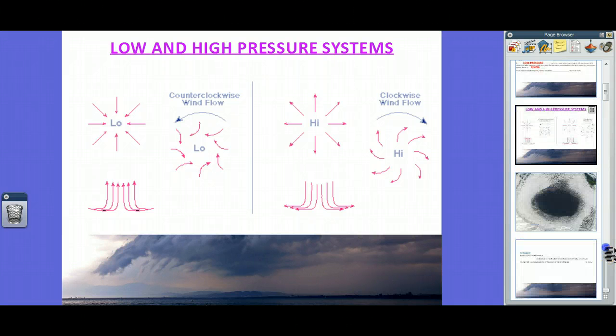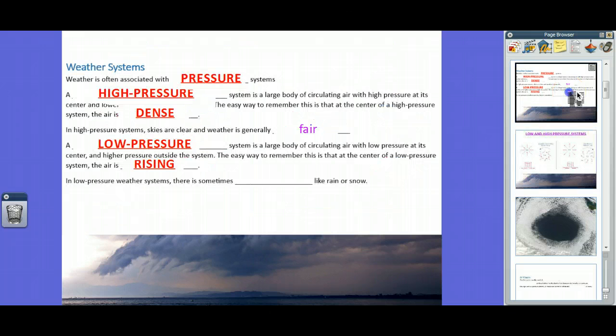And a good example, of course, of that would be a hurricane, which we're going to talk about later in class. In low pressure systems, there is sometimes precipitation like rain or snow. Whenever we talk about weather events like thunderstorms, hurricanes, blizzards, things like that, those are always associated with low pressure systems. You're not going to have a high pressure system move through and sit on top of you and dump a foot of rain or a foot of snow. That's not going to happen.